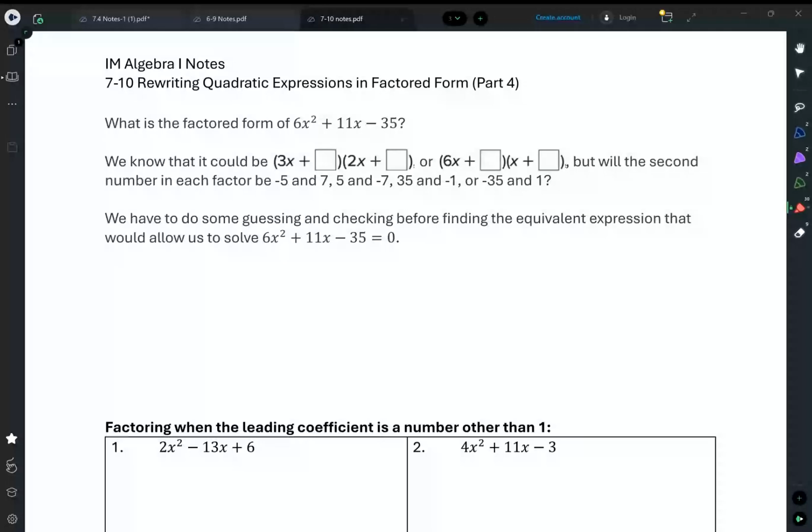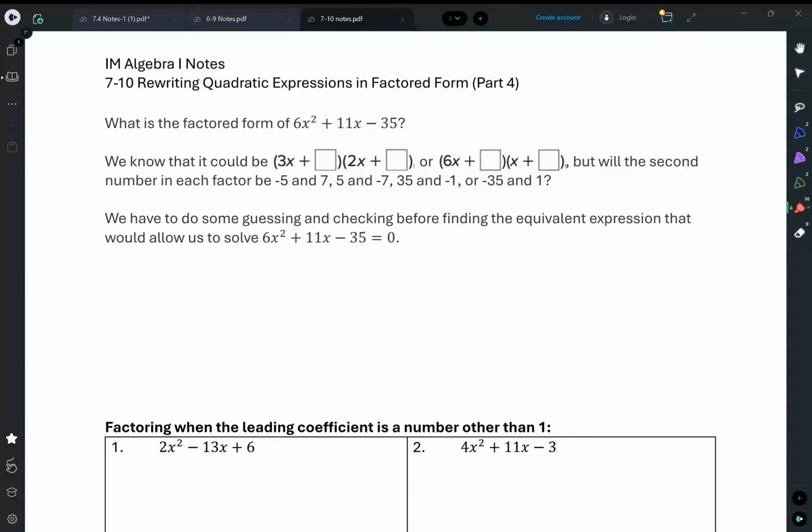Hello class, today we're looking at notes for Algebra 1, Section 710, Rewriting Quadratic Equations in Factored Form, Part 4. So we're looking at quadratic equations that are a little bit different today. The first one we're looking at says, what is the factored form of 6x squared plus 11x minus 35?